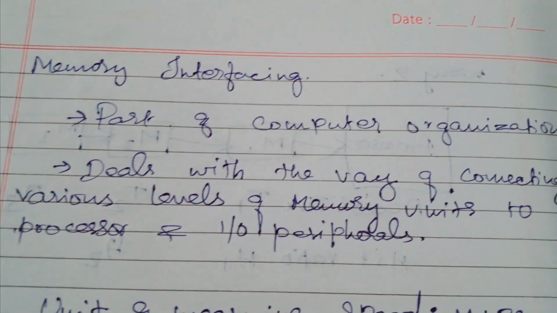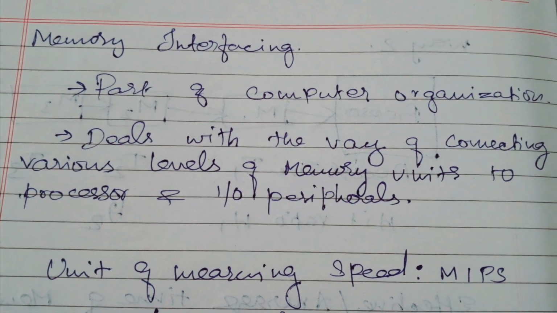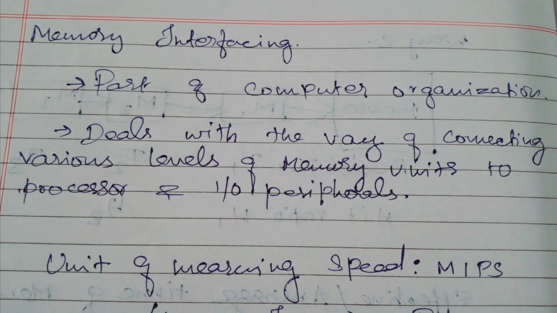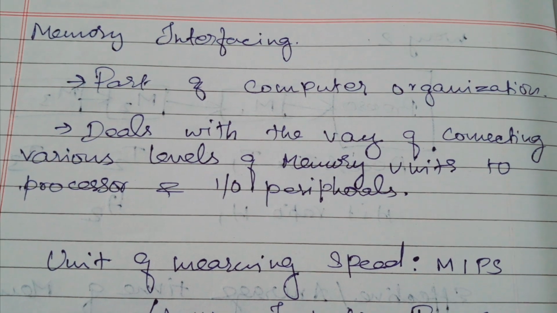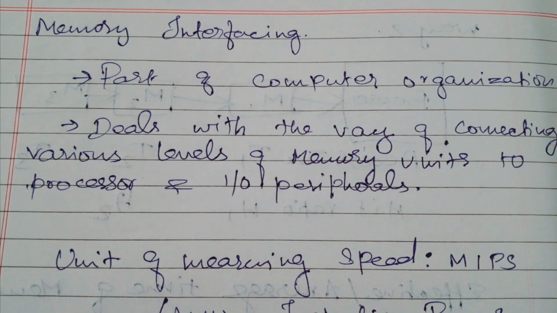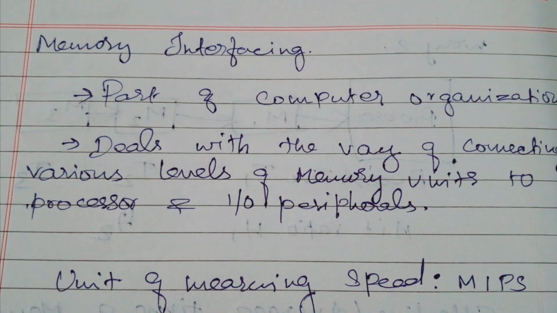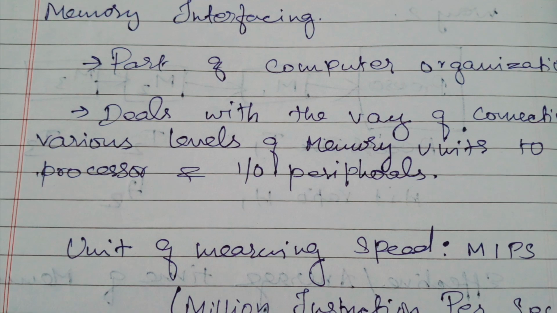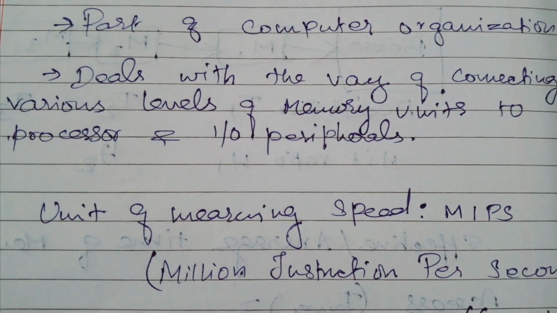Hello everyone. Now we are going to discuss memory interfacing, which is a part of computer organization. It deals with the way of connecting various levels of memory units, which is processor, input output devices, likewise. So using this memory interfacing, we can calculate average access time to the processor. Normally we measure it in the unit of MIPS, which is million instructions per second.